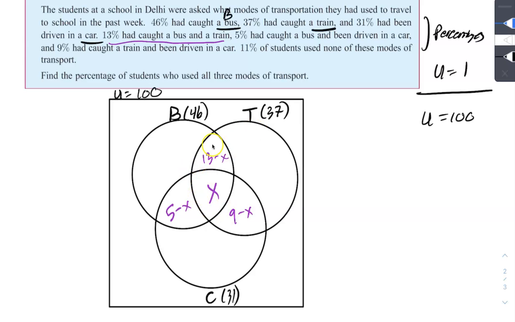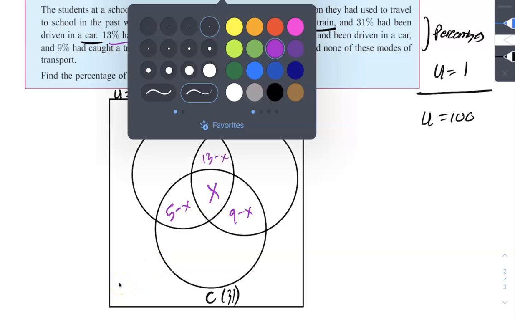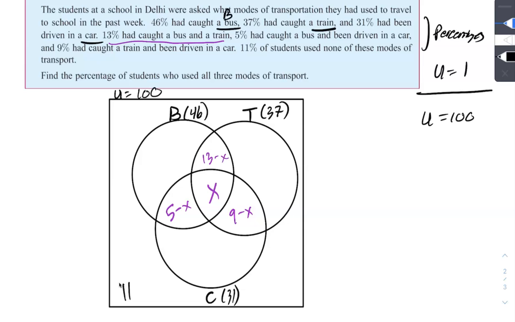Now it also tells us 11 of the students have none of these modes of transport, so 11 people like walk to school. So that's the outside here. So they use neither. So we have that. We're almost filled out. I just gotta figure out what these big circles are, like we always do.